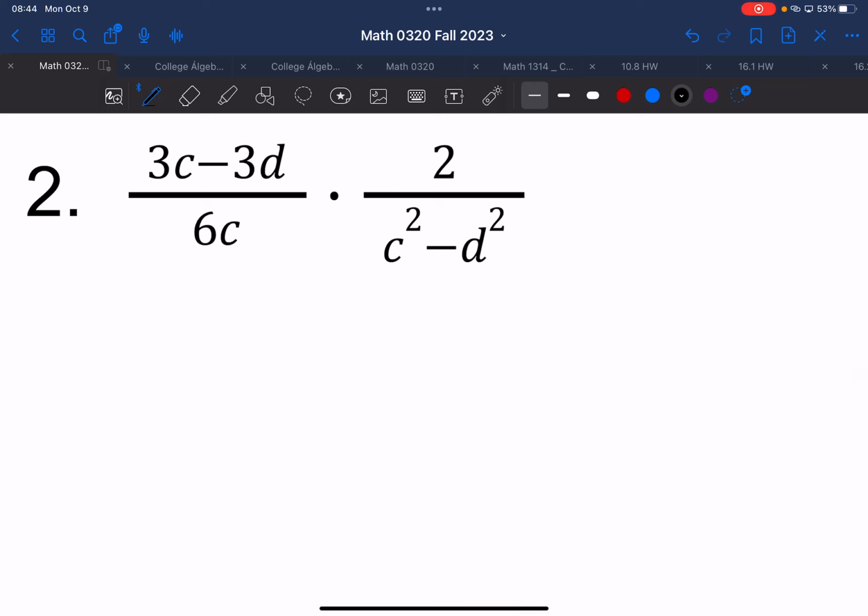Okay, we're going to do the same thing with number 2. We're first going to see if we can reduce each fraction separately. Okay. So focusing on this first numerator, is there anything we can factor out? A 3. So we would have 3 times C minus D.